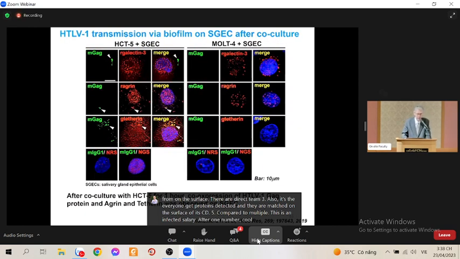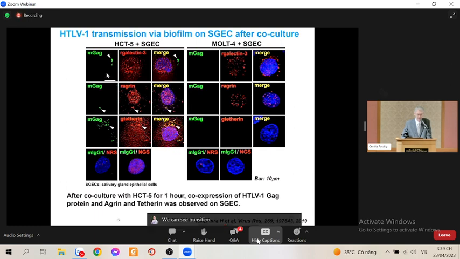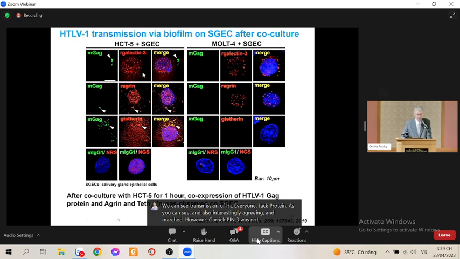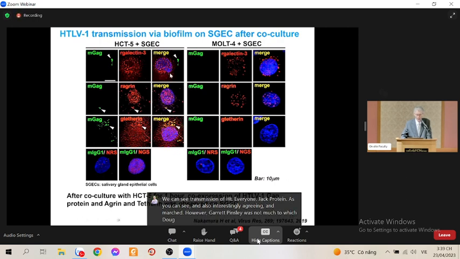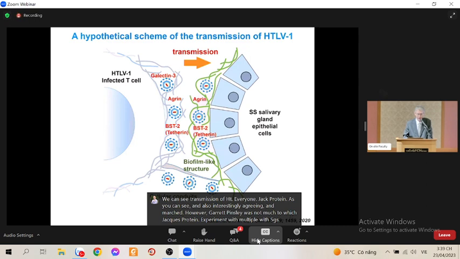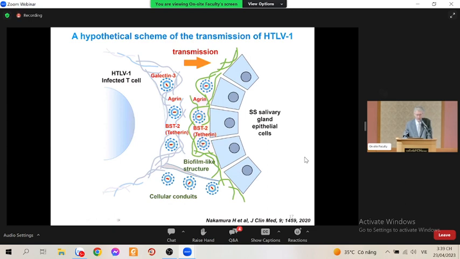After 1 hour co-culture of SGECs from SS patients with HCT5, we can see transmission of HTLV1 gag protein, as you can see, and also, interestingly, agrin and tetherin are merged as a yellow signal. However, galectin-3 was not merged with gag protein compared to the control experiment with MOLT4 with SGECs. This is a hypothetical scheme of transmission of HTLV1. HTLV1 can transmit with biofilm structure, including agrin or tetherin, to the SS salivary gland epithelial cells.